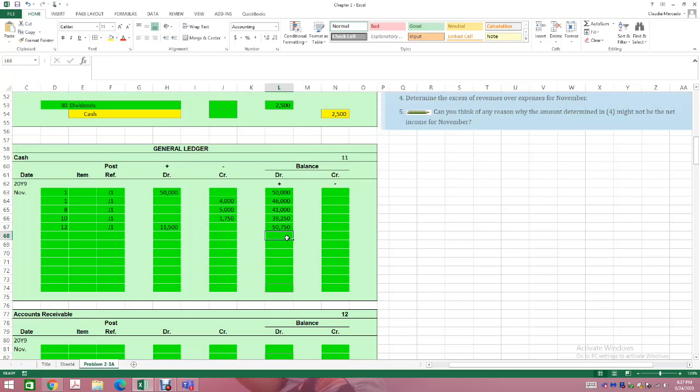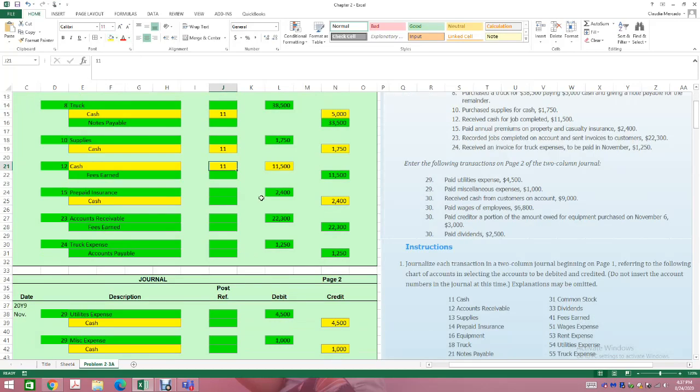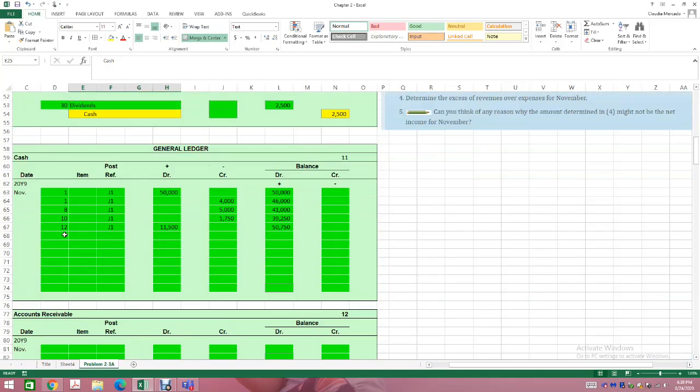$50,750. So at any point in time, what this general ledger does, it tells me how much cash I have in my account. Now I need to go back and enter my account number 11 on my journal. The next one we have is on the 15th, cash. We have a credit of $2,400. So that is happening on the 15th.